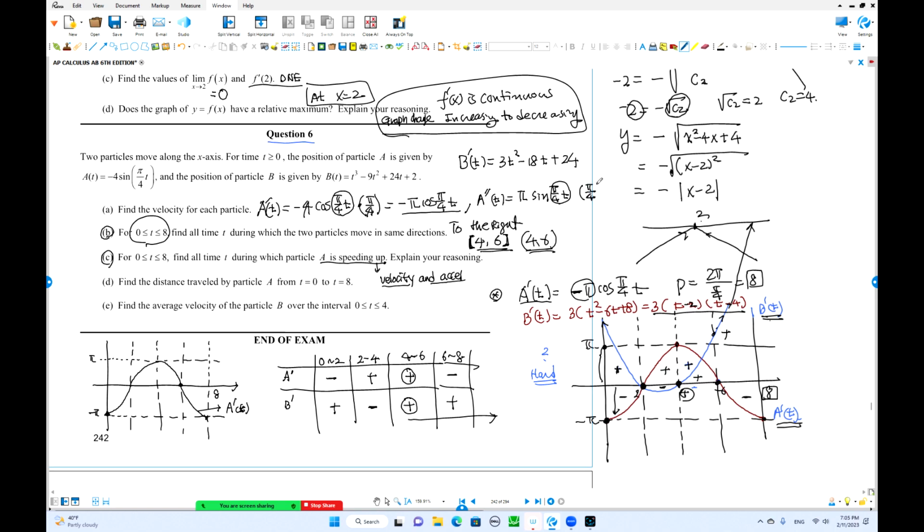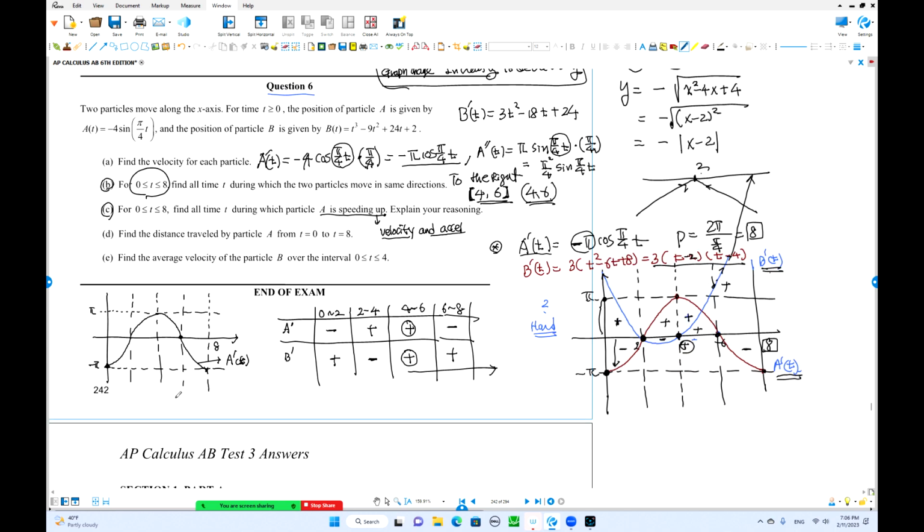Are you okay with this? We multiply this one. So A second prime now is how much? Pi times pi over 4, that is pi square over 4, and sine pi over 4t. So I'm going to write down the second derivative: A second derivative equals pi square over 4, a little higher than this number, times sine pi over 4t.